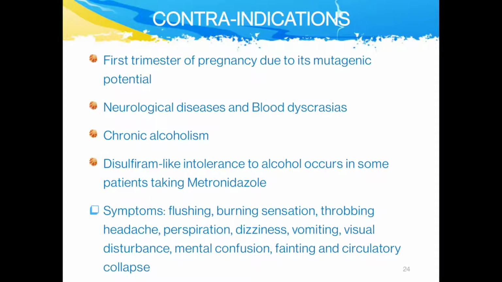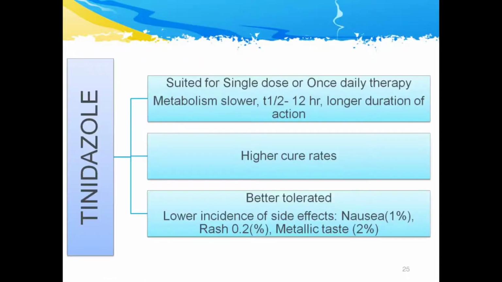Chronic alcoholism. This is very important: disulfiram-like intolerance to alcohol occurs in some patients taking metronidazole. This should be a very important point for viva purposes. Disulfiram-like intolerance to alcohol occurs in some patients taking metronidazole. So what are the symptoms? Flushing, burning sensation, throbbing headache, perspiration, dizziness, vomiting, visual disturbance, mental confusion, fainting and circulatory collapse.